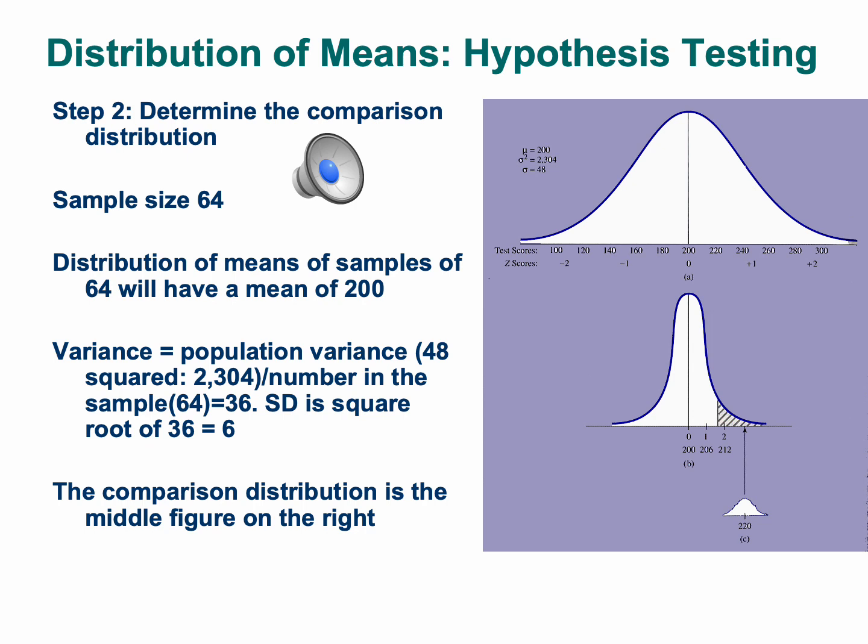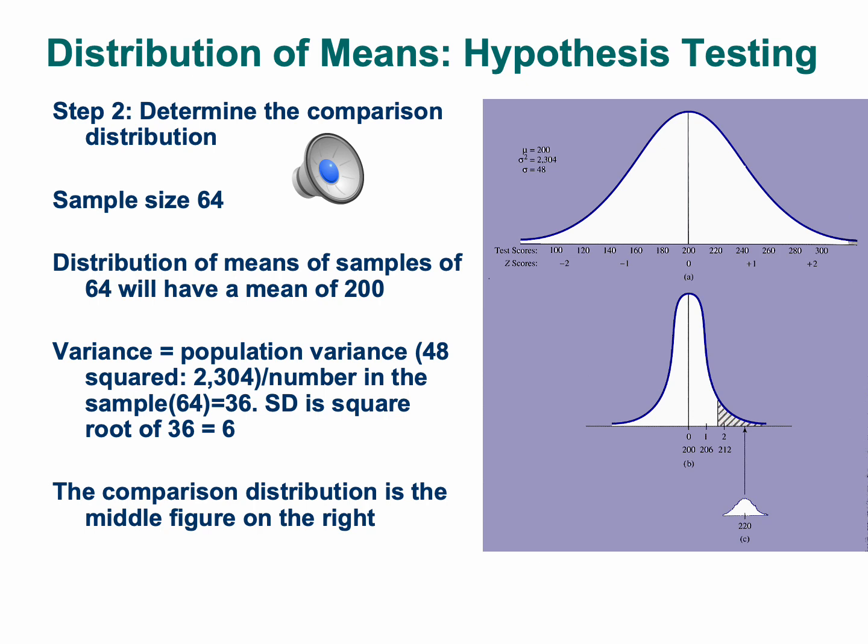Well, the distribution of sample means is going to pretty much match the mean of the distribution at the top, and so the distribution of means of samples of 64 will have a mean of 200. The variance, we're going to calculate based upon a model as if we did this an infinite number of times. Well, the variance of the comparison distribution, the distribution of means, is going to be equal to the population variance.